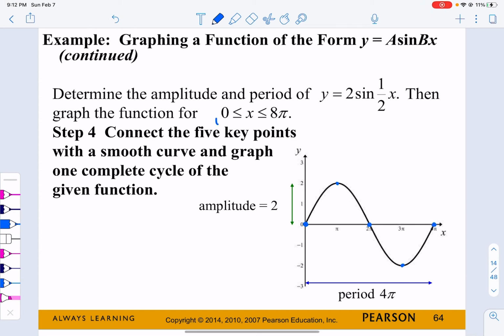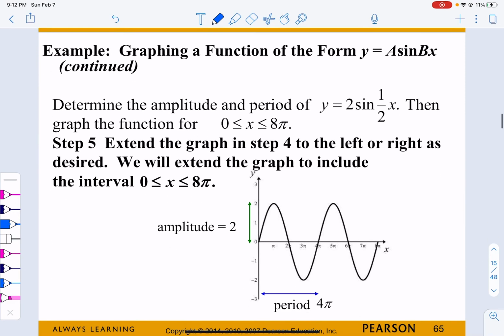Now, this one says that we need to go from 0 until 8 pi. So we were able to graph the first cycle, but if we're going to 8 pi, we only got to 4 pi so far. So that's where on the next slide, it kind of doubles till we get to that 8 pi as our ending point. All right, it just shows the same repetition. Just follow that same pattern.